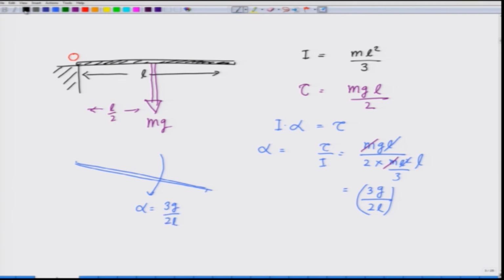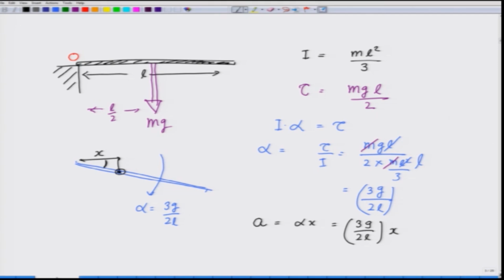And therefore, at any point at a distance x, at the beginning, when I can take this angle to be small, the linear acceleration of that point at distance x, which I am showing by this dot here, is going to be alpha times x, which is 3g over 2L times x.